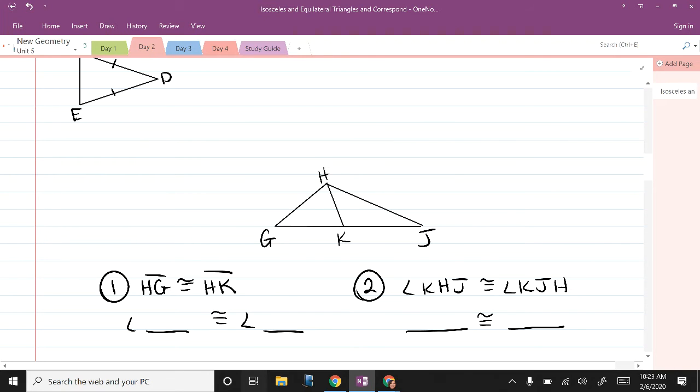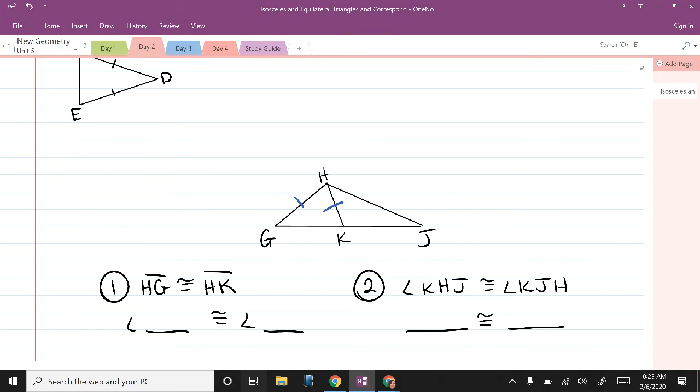Okay, so they tell me on number 1, 2 segments are congruent. Are they marked in my picture? No, so mark them. It helps, trust me. So HG is congruent to HK. Whoops, trying to mark it. So that makes that triangle isosceles, that little one on the left.